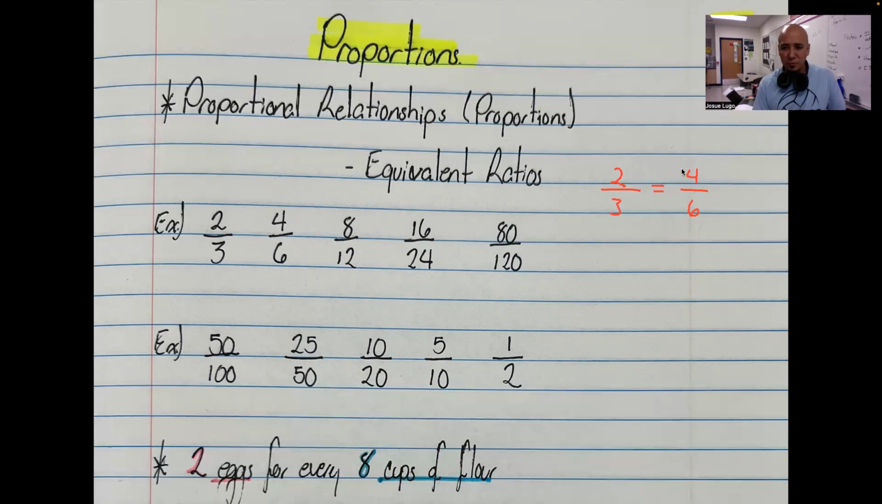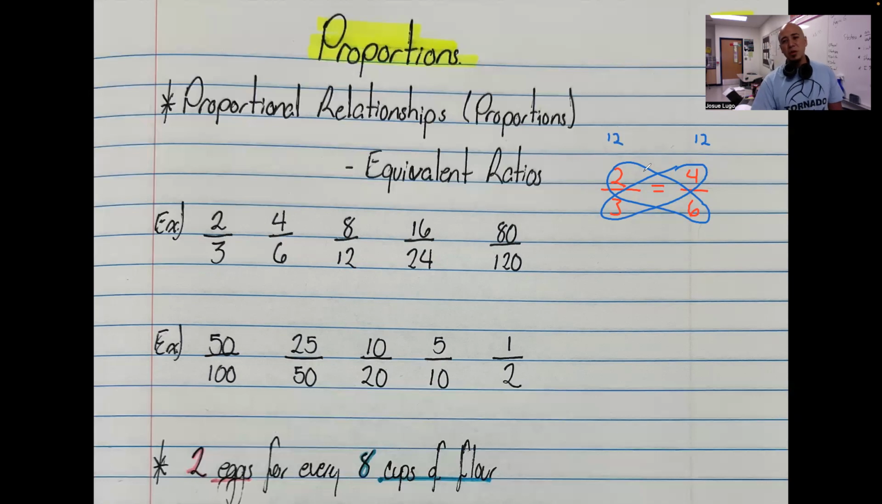What do I mean by that? Well, I'm going to multiply the denominator of one with the numerator of the other. For example, I'm going to multiply 3 times 4, or 4 times 3, and I'm going to multiply 2 times 6, or 6 times 2. And I'm going to put the products on top. So 3 times 4 is equal to 12. And 6 times 2, that's also equal to 12.